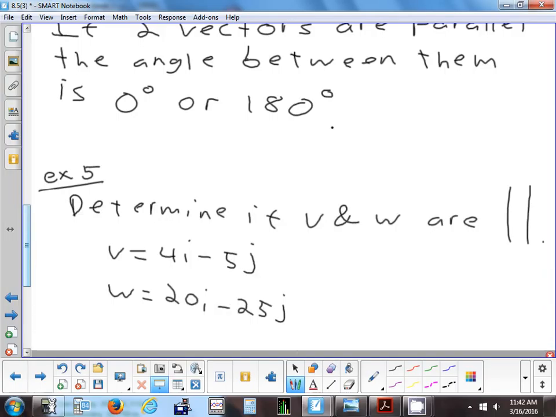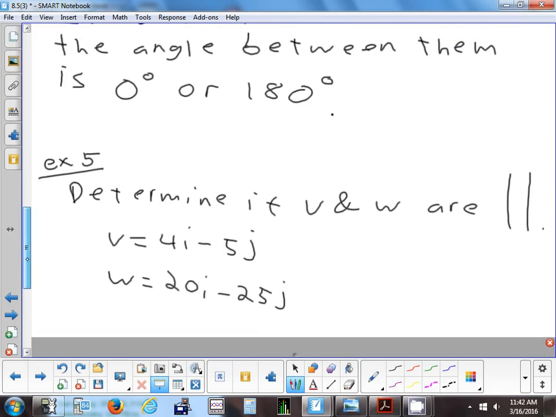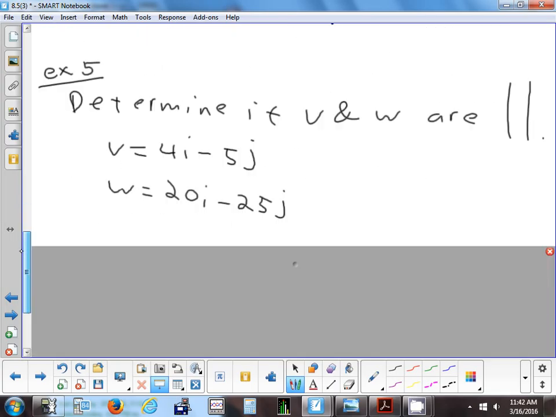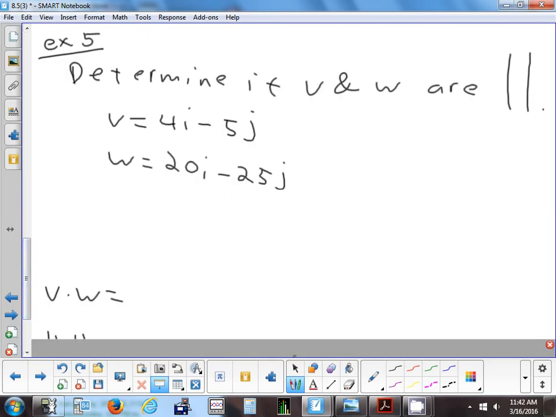All right, so let's determine if these two vectors are parallel. Does everybody have what the angle is to be parallel? Let's start with my dot product. It's 4 times 20, 80. And negative 5 times negative 25, 125. So my dot product is 205.